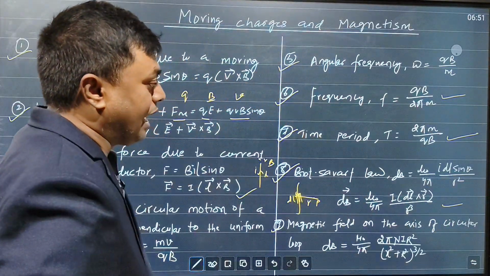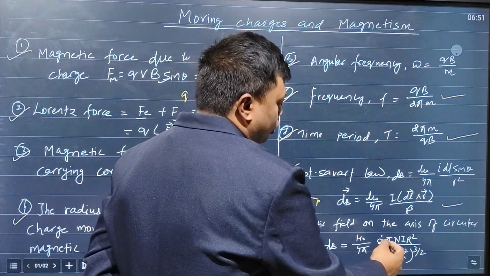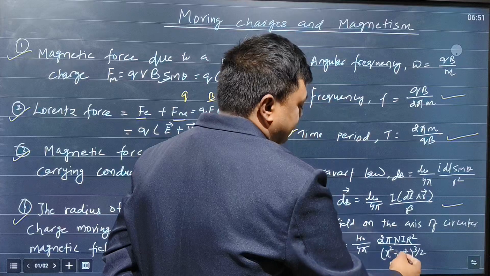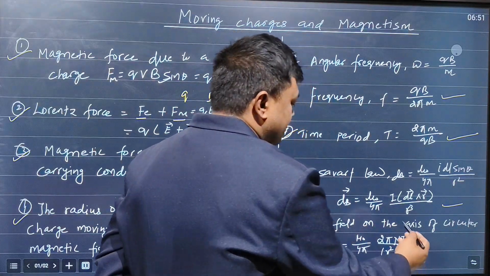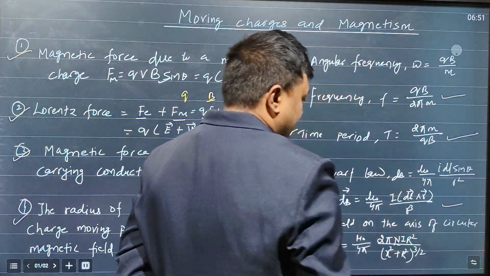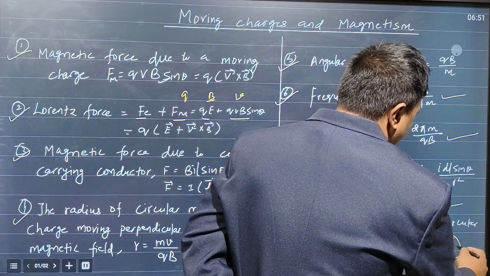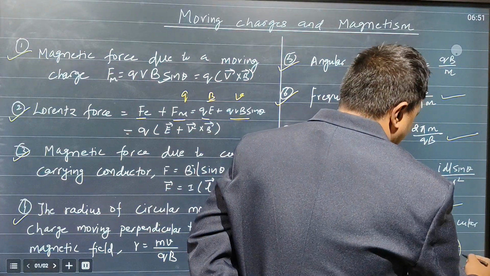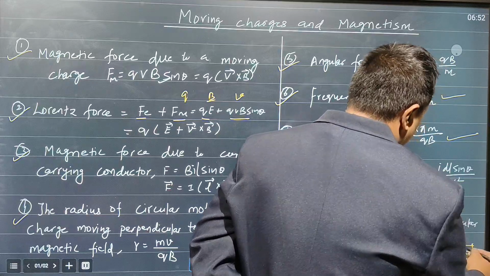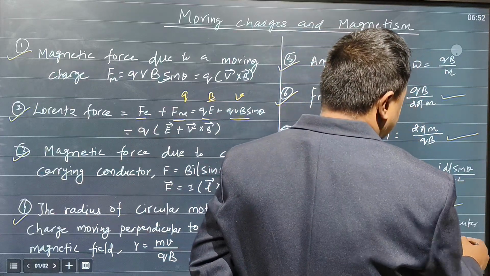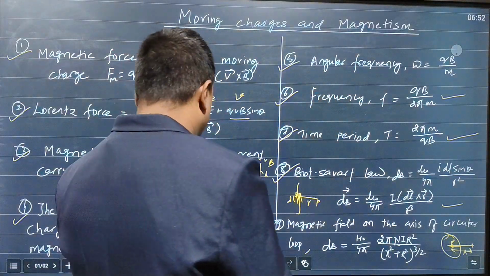Next, magnetic field on the axis of a circular loop. Very important. So B is equal to mu naught by 4 pi, 2 pi n I r square by x square plus r square to the power 3 by 2. Here n is the number of turns, I is the current in the circular loop, r is the radius of the circular loop, and x is the distance from the center, the point where we have to find the magnetic field. This is a circular loop carrying current having n number of turns. So this is the expression.